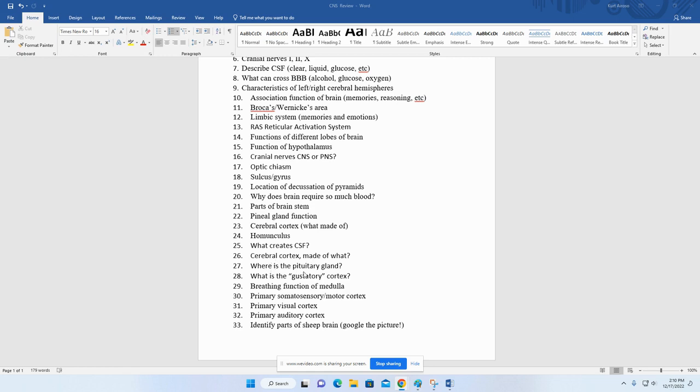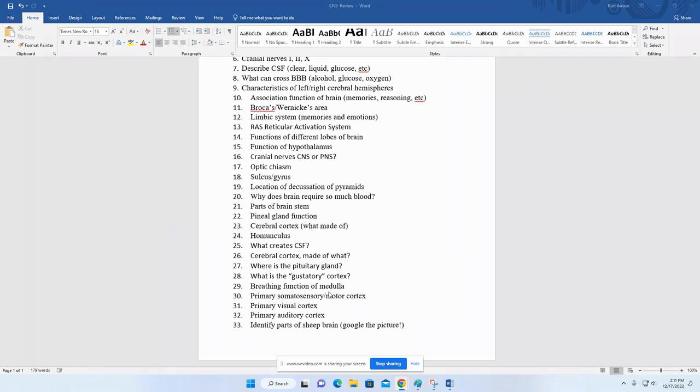27. Where's the pituitary gland? It's just inferior to the hypothalamus, just below the hypothalamus. That's where it's located. What is gustatory cortex? Gustatory is taste. You're not going to need to know where it's located. It's partially on the frontal lobe and partially on what's called the insular lobe. But you won't need to know that.